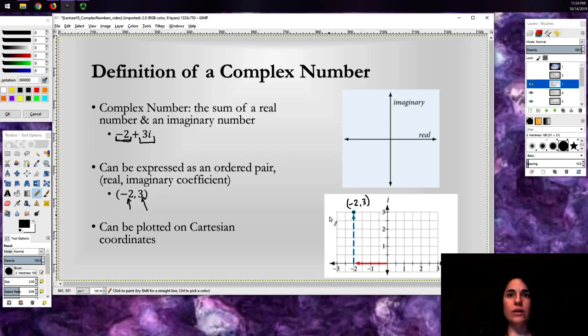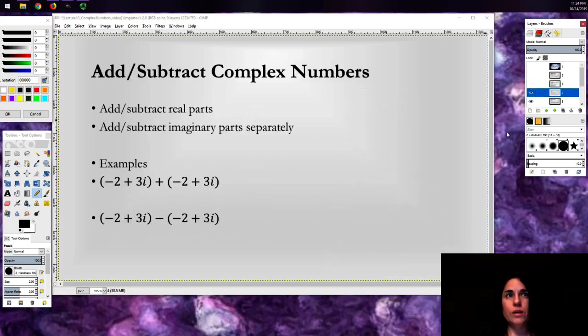You can do interesting things with that. We're not going to go much into that, but you may see that more in different math classes. So we may want to add or subtract complex numbers. Our strategy is to add or subtract the real parts and then separately add or subtract the imaginary parts. All right, and I have an example here from the previous page, negative 2 plus 3i.